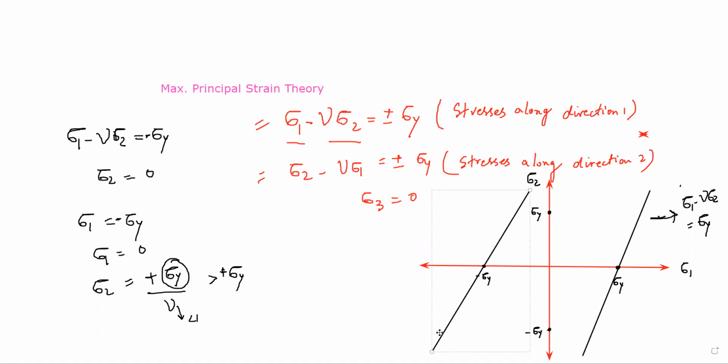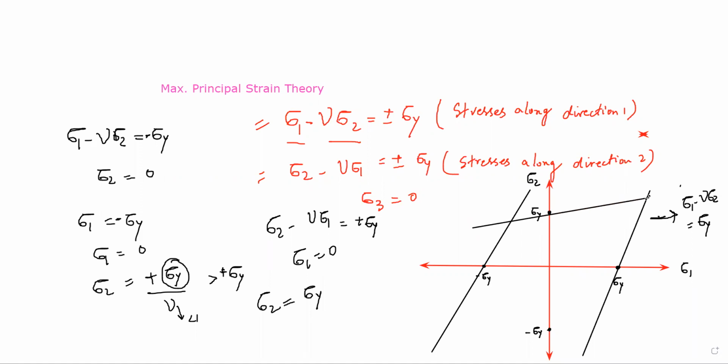Okay. So then take the third condition, that is sigma 2 minus nu sigma 1 is equal to plus sigma y. So when sigma 1 is equal to 0, sigma 2 is equal to sigma y. So sigma 2 is equal to sigma y is over here, this point. So if you draw this line, you have to draw a line passing through the sigma y. It will essentially be like this.